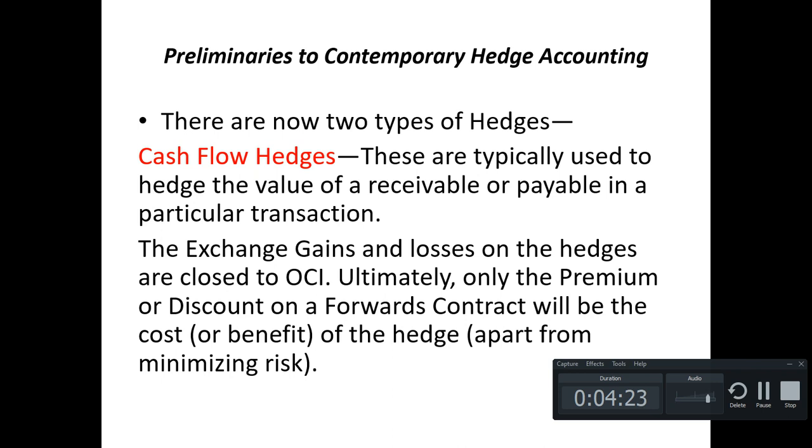That's the first rule. The other thing is that unfortunately, under the new standards, rather than just amortizing the premium or discount on forward contracts using a straight line basis like we did in the first 5 videos, the first section of this, now we're going to have to use the effective interest method, which makes things a little more complicated. So basically, remember 2 things for cash flow hedges: gains and losses on these hedges are closed to OCI. And then ultimately, the premium or discount is what will impact income, really. And unfortunately, we have to use the effective interest method on this.